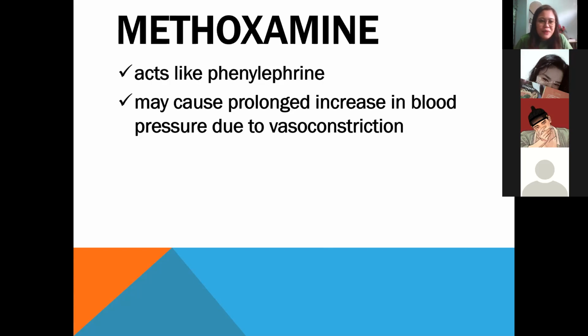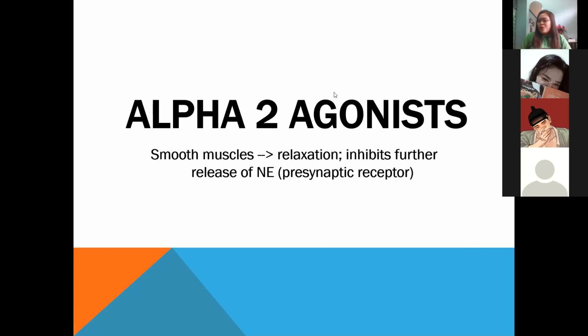And then the last one na direct acting dito sa alpha-1 receptor is the methoxamine. This acts like phenylephrine, pero ang gamit niya is to increase the blood pressure. So this is also used for people with hypotension. Okay?